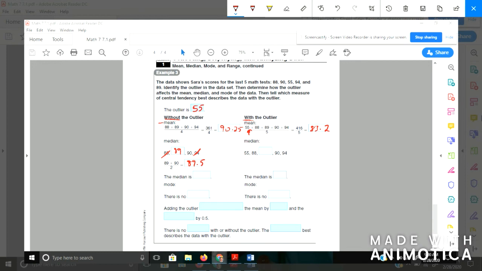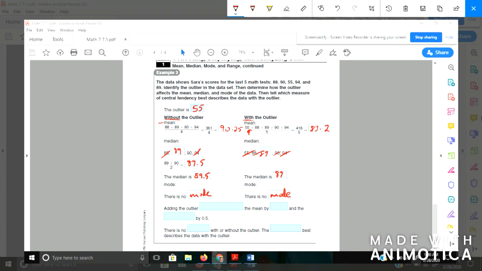For the median with the outlier, if you kept 55 in there, our data from least to greatest would be 55, 88, 89, 90, 94. And then find the middle. The median would be 89 with the outlier. And without it, it's 89.5. So in this case, the median didn't really change at all. The mode, which number occurs the most? There's no mode with the outlier or without the outlier.